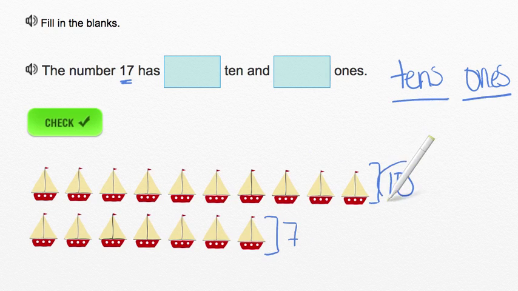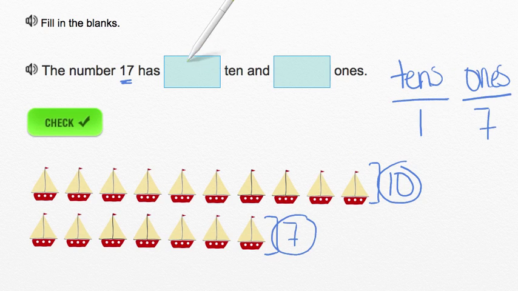We have one group of 10, so I'm going to put a 1 in our 10s place. Then we don't have enough for a second group of 10, but we have 7 single sailboats. So I'm going to put our 7 in our 1s place. That's our number 17. 17 has 1 10 and 7 1s.